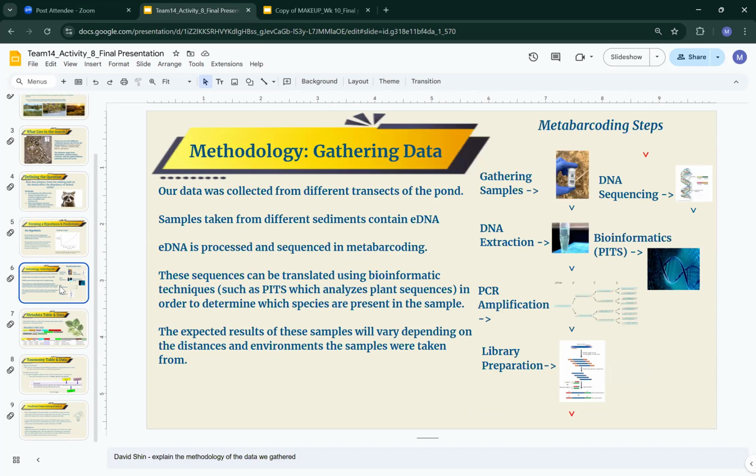Our data was collected from different areas in the pond, with samples taken from different sediments containing eDNA. And eDNA is processed and sequenced in metabarcoding. These sequences can be translated using bioinformatic techniques such as PITS, which analyze plant sequences in order to determine which species are present in the sample. The expected results of these samples will vary depending on the distances and environments that the samples were taken from.